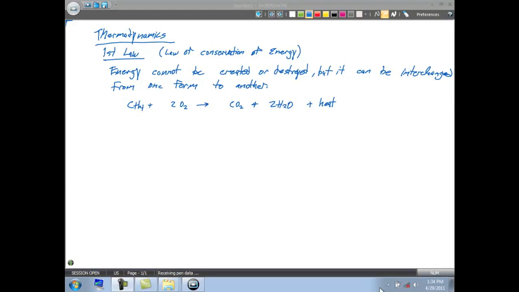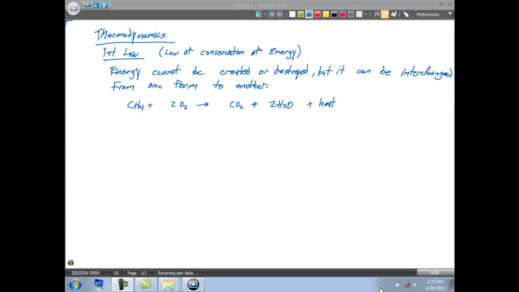So this has to tell us that something's going on with the energy on the left-hand side of the equation and the right-hand side of the equation. Because this heat wouldn't be given off if it was just created out of thin air. We have to interchange the energies. So the energies of the left-hand side of the reaction and the right-hand side of the reaction are going to be different.